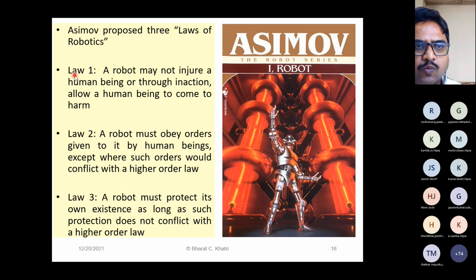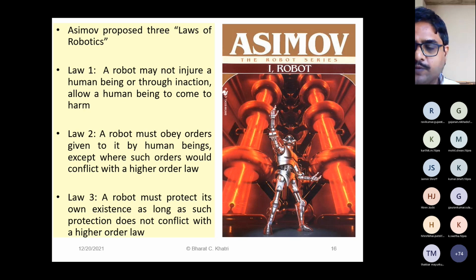Law 1: a robot may not injure human beings, or through its inaction allow a human being to come to harm. Whenever it is in action, it should not injure the human being. If a human being is harming themselves, that is not a big problem, but the robot should not injure the human being. That is the first law, a higher order law.